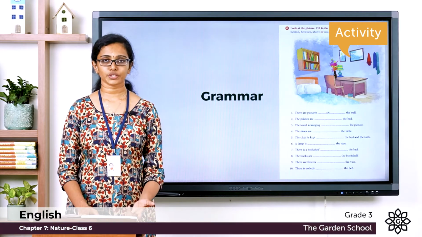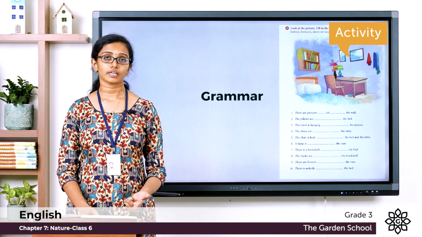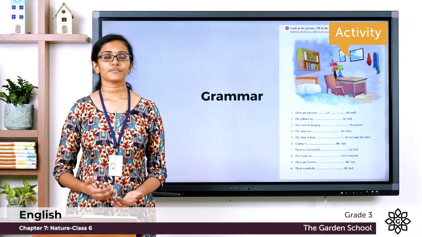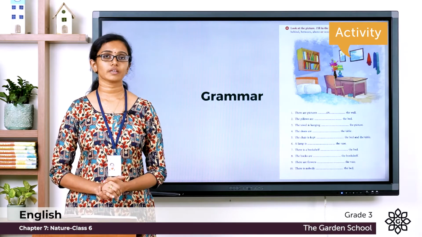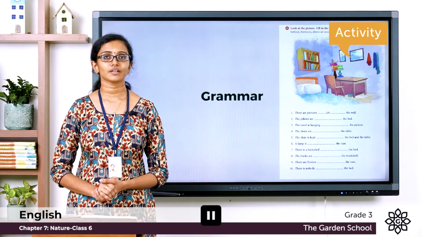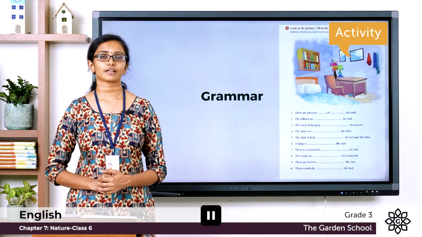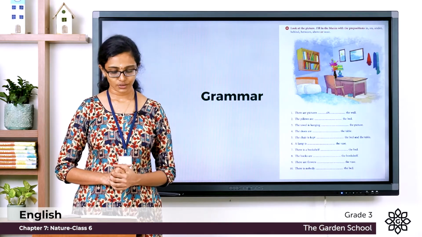So you observe this picture carefully, and below the picture you can see 10 sentences are given there with blanks. So you have to complete these sentences using the correct preposition from the given choices. So you do this as an activity now. Please pause this video, finish the activity and come back. Hope you are done with that exercise. Now let's see the correct answers to the questions.